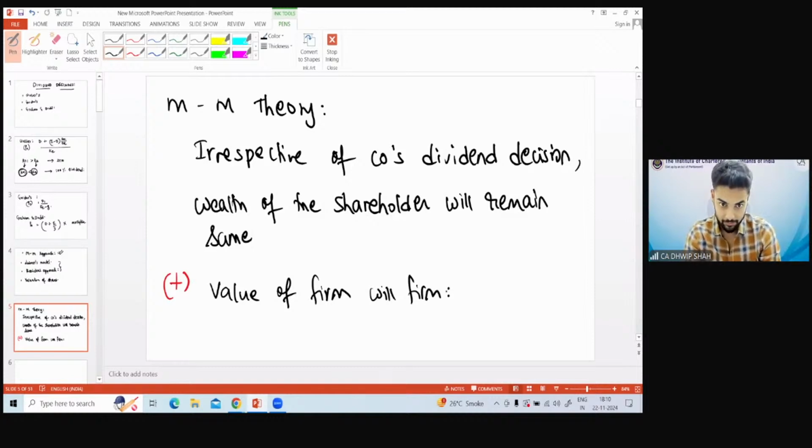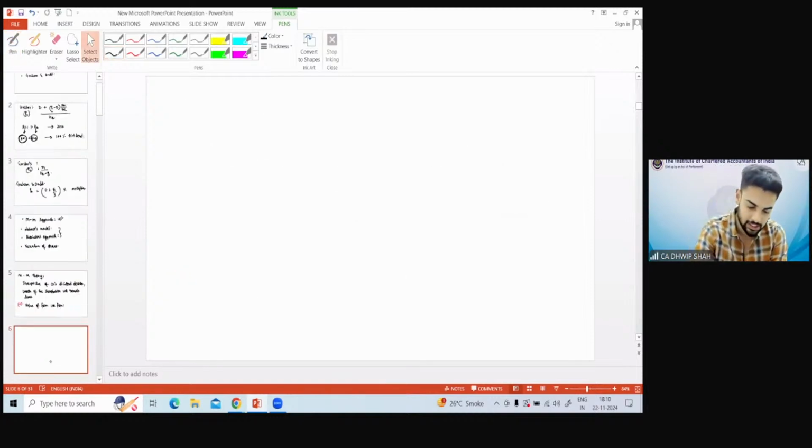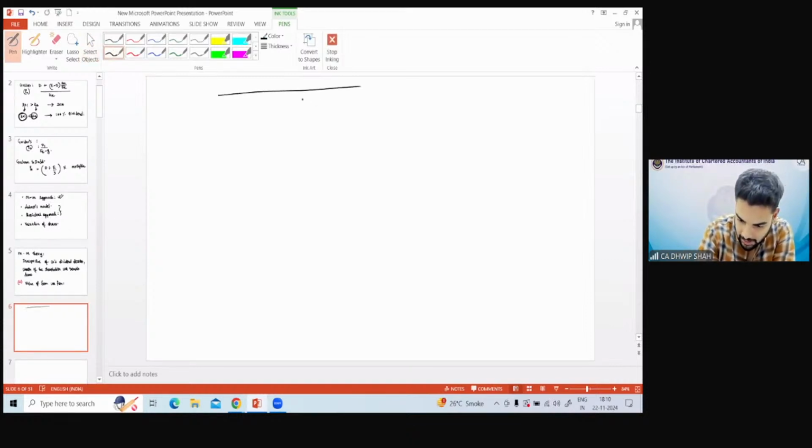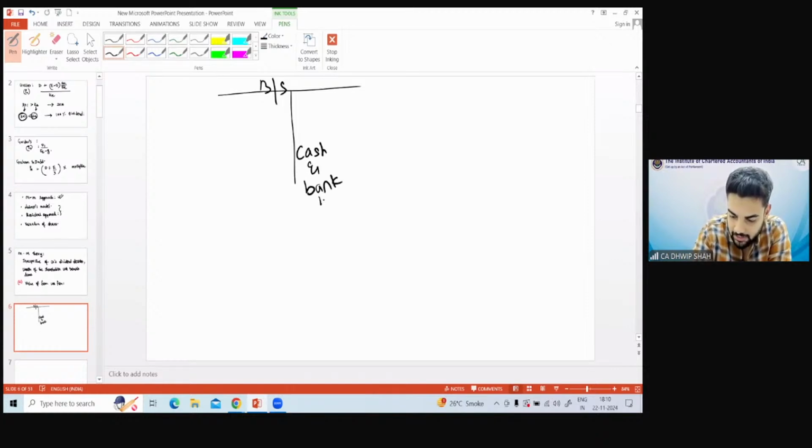Now let's see what his logic was. His logic was very simple. See, this is the balance sheet of the company. In the balance sheet, on the current asset side, can I say there would be some cash and bank balance with the company? Let's say it is 1 lakh.